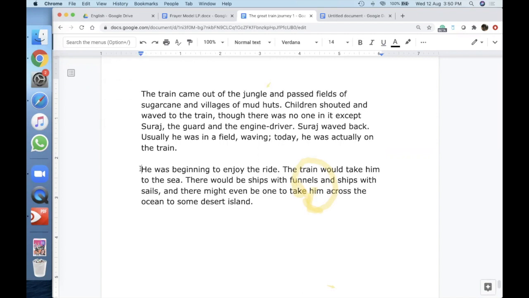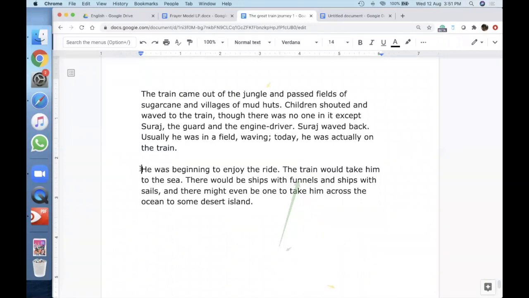Now we will try to read each sentence and then try to understand the meaning. Can you help us understand the meaning of this sentence? Sadia, we can read sentence by sentence and then try to understand the meaning. Okay, Hazira. Yes, sir. Suraj is enjoying the train journey. The first sentence is saying Suraj is starting to enjoy the train ride. Okay, very good.